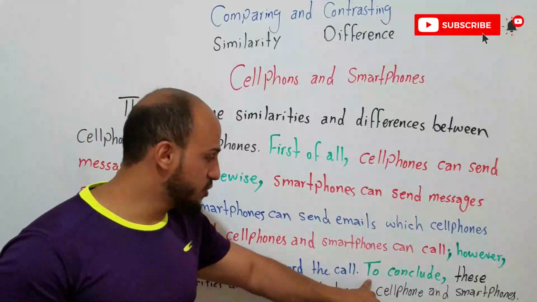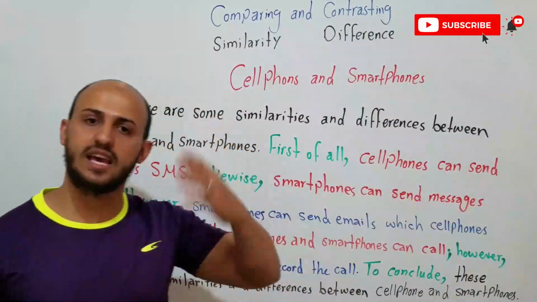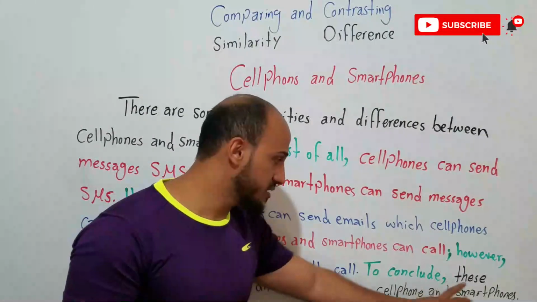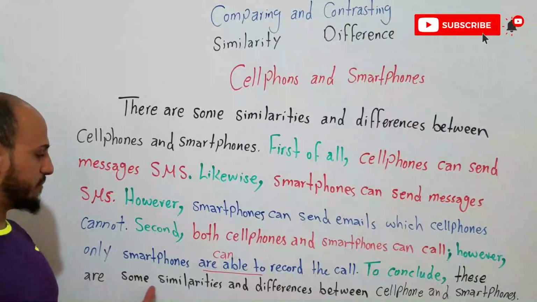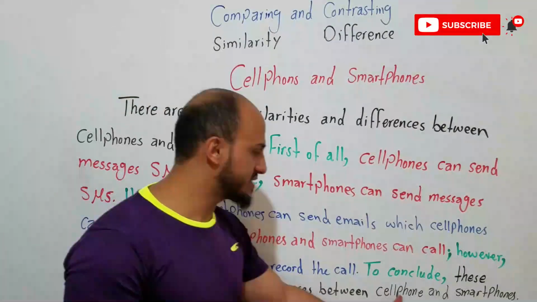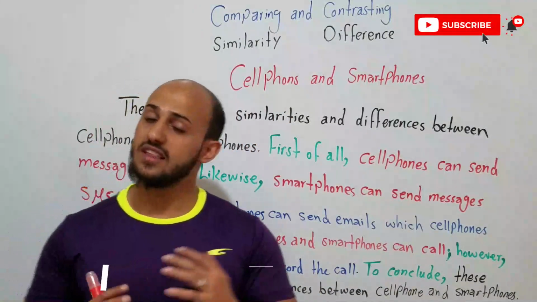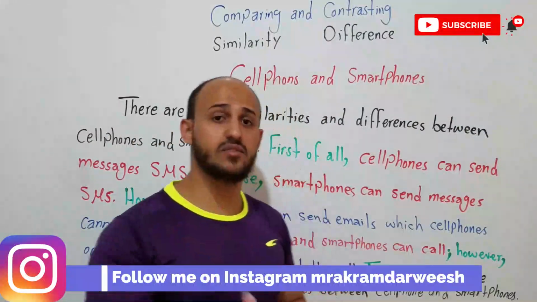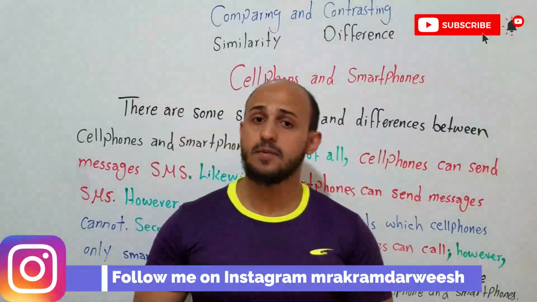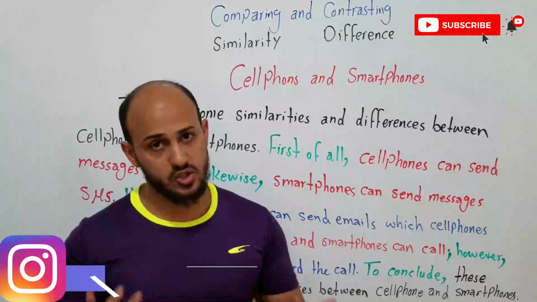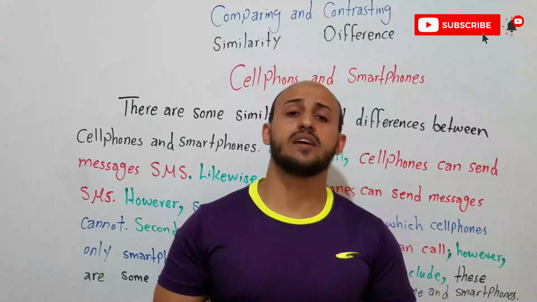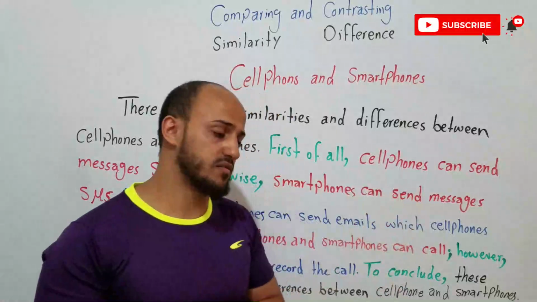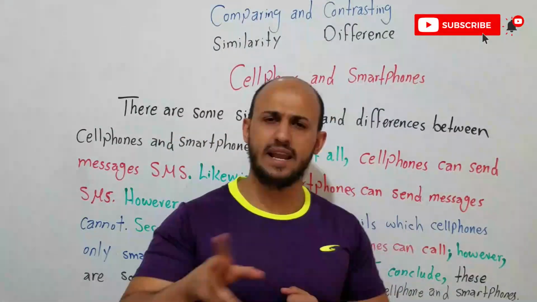Now, conclusion. To conclude, in conclusion, finally, at the end, whatever you want to write. To conclude, comma, this is capital. These are some similarities and differences between cell phones and smartphones. That's all about it, guys. I used plan B. It's easier for you to understand. Later, if you are strong and perfect, you can ask me in the comments and I will write the same in the form of plan A. Sorry, plan A.